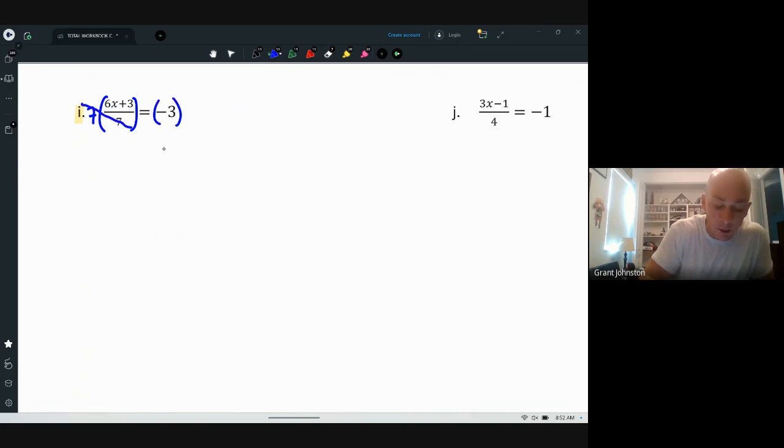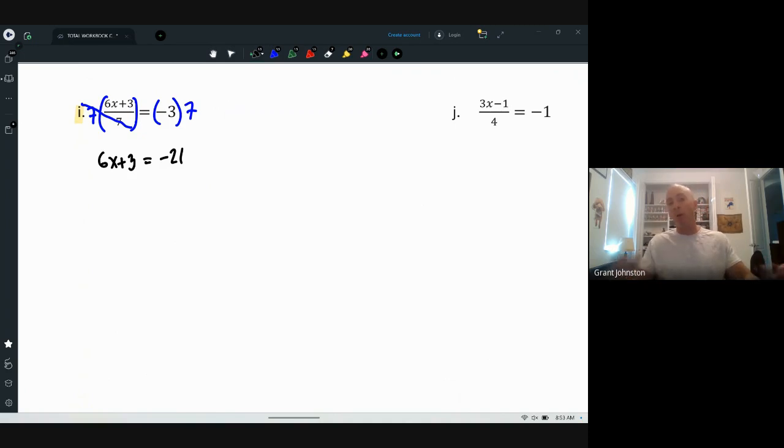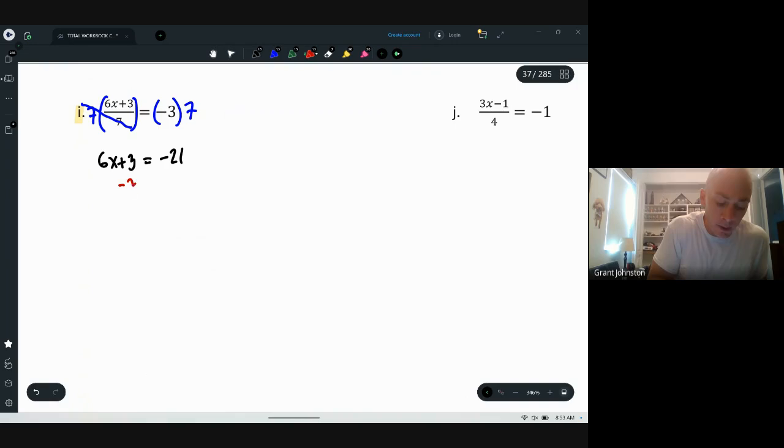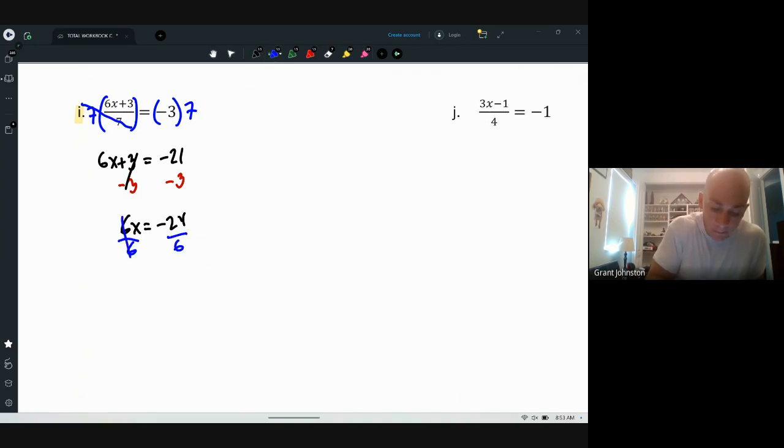And of course, I'd have to multiply this entire side by 7. So this side is negative 21. And then this side, we just have our 6x plus 3. So that's the idea. The inverse operation of division is multiplication. So if I'm dividing by 7, I have to multiply by 7 to get rid of that. And then we're at a two-step equation. So here we go. Minus 3, minus 3. I have 6x equals negative 24 now. Divide by 6. x equals negative 4.